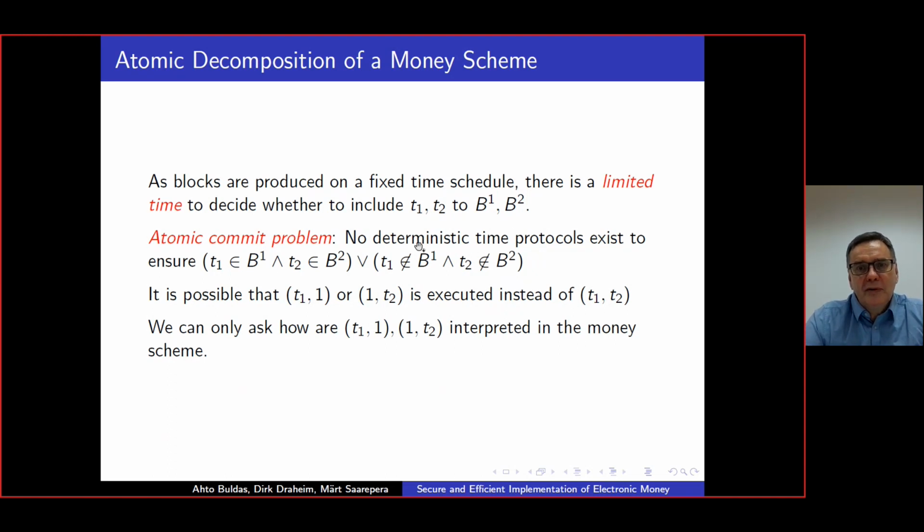There are no deterministic time protocols that ensure that either both T1 and T2, the component transactions of a certain payment, are included into the corresponding sub-blocks, or none of them is. And so it is always possible that instead of T1 and T2, we execute T1 and 1. So here we do nothing in the second component, or 1 and T2, which means that we do nothing in the first component. So it's not possible to exclude that instead of the full transaction, a partial transaction is executed. And we can only ask how these partial transactions are interpreted in the money schemes. Are they payments? Are they partial payments, or what are they?